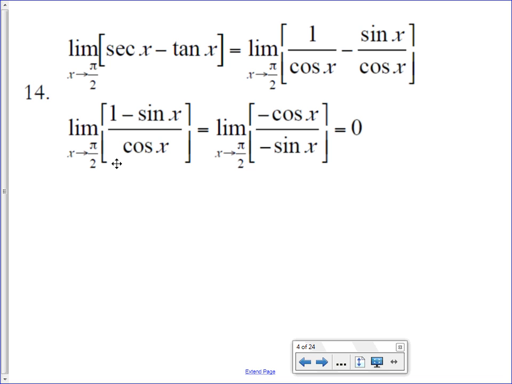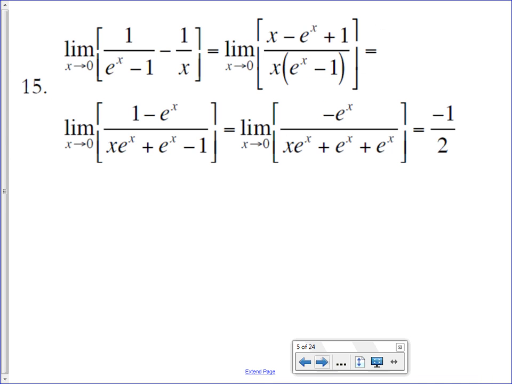Are we alright with this? 15, the answer is negative a half. Sure wasn't 15 you were looking at? You got that right? No way! What? Anyone else get that right?